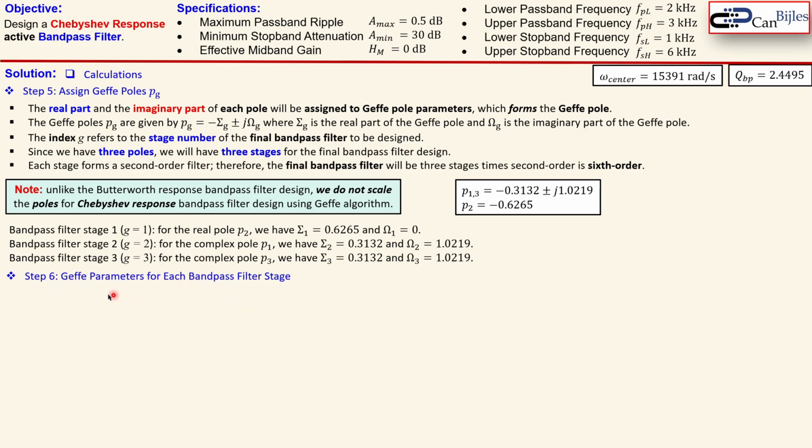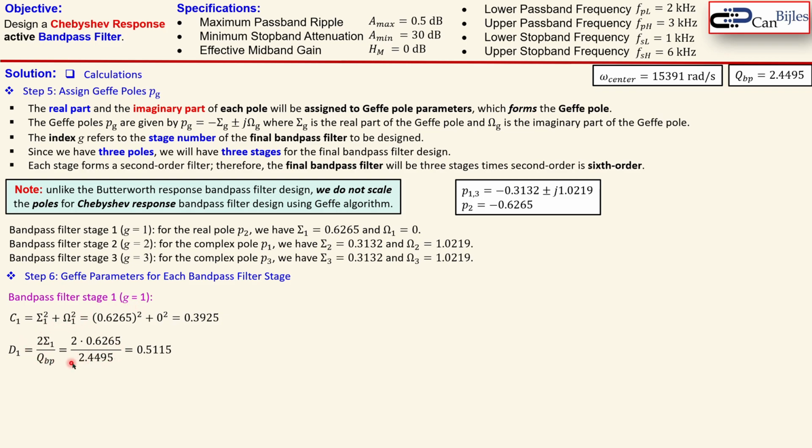Now we have the necessary information, and we can look at the Geffe parameters for each bandpass filter stage. First, we start with stage 1. This is the formula we start with for the Geffe algorithm. So C1 is equal to that one. Now we know the required parameters, we already have them from here, so we can say this is equal to 0.3925.